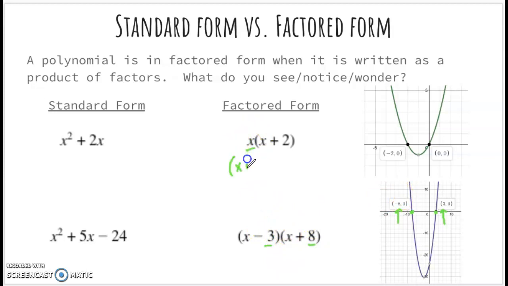Same thing up here. It's sort of like we have x plus 0 and x plus 2, if you wanted to fill in that factor so it's in that form where you can really see the root. And we see we've got an x-intercept here at 0 and another x-intercept here at negative 2. So something to keep in mind as we're working through some of these problems.